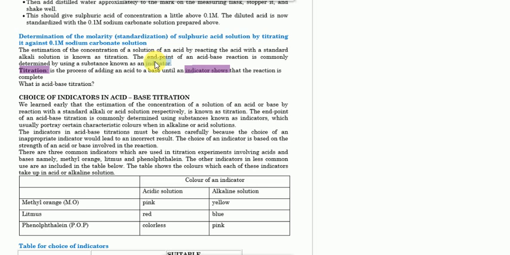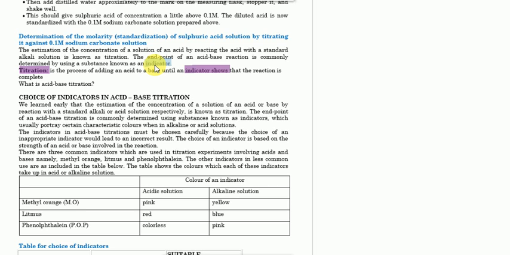Kwa sababu kinachosababisha the indicator to change color is the change of the pH. What is the pH? Hiyo tunasoma kwenye acid base and salt. Kama hujasoma, I will discuss it later. It is also the form 3 chemistry topic.